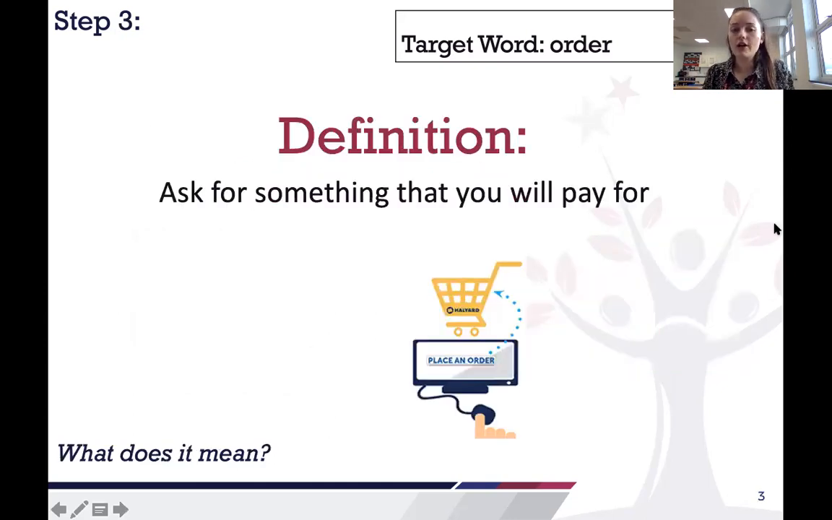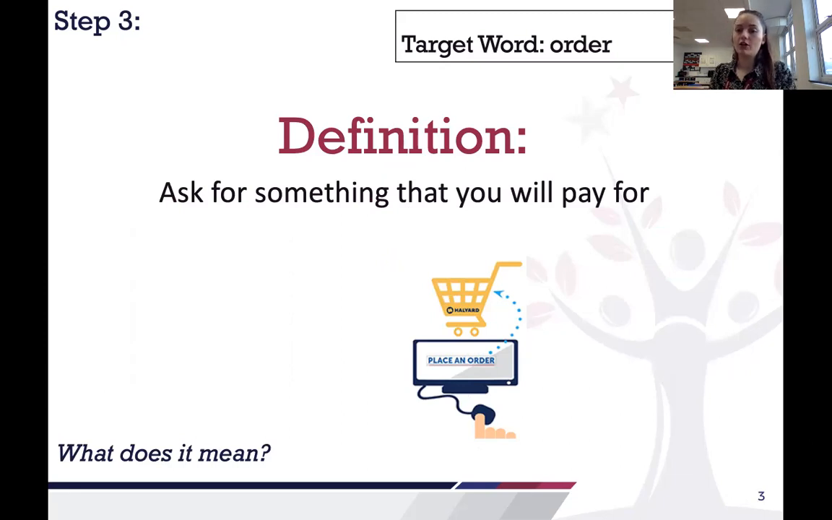The word order means ask for something that you will pay for, and you can see the picture that I've included is someone going on a computer making an order. They're buying something. So that's what order means. You're going to ask for something and then pay for it.